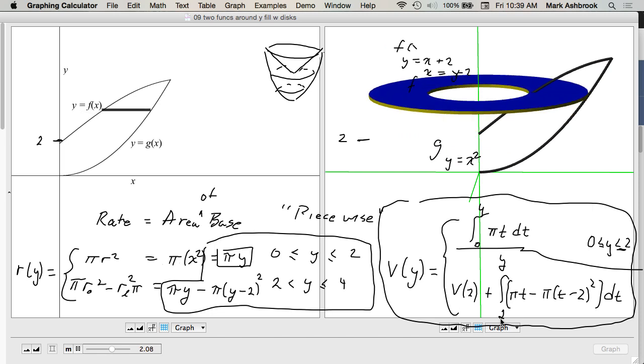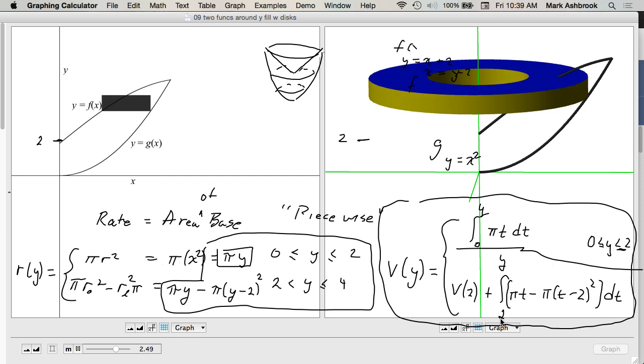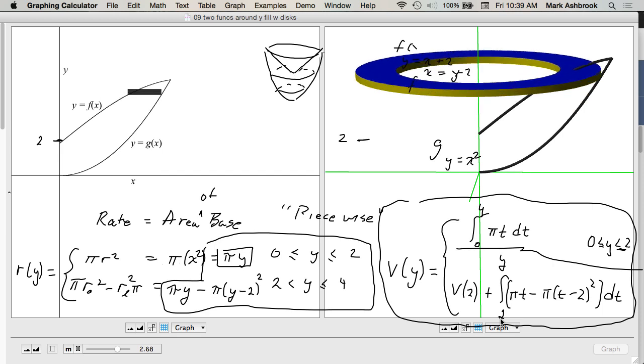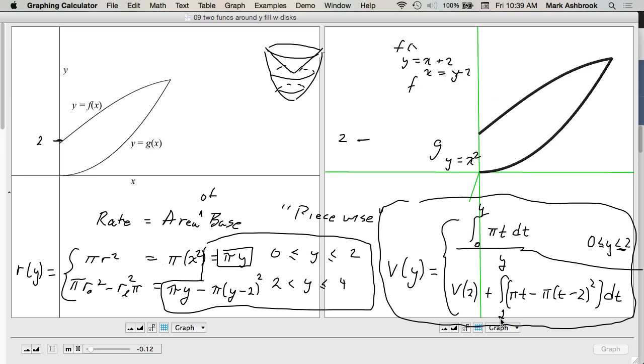Essentially, the top one is just the accumulation up to 2. And then once you get to 2, because there's the hole in the center, you have to get a new equation, a new rate. So the bottom one is going to be the original accumulation up to 2, and then plus your new accumulation after that, at the new rate.